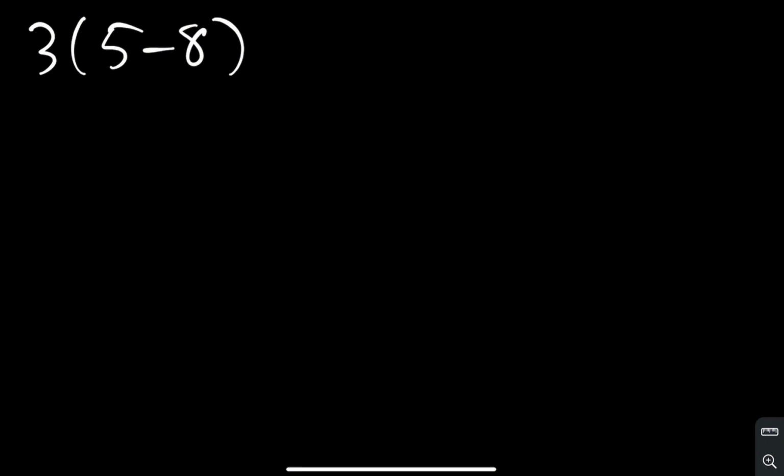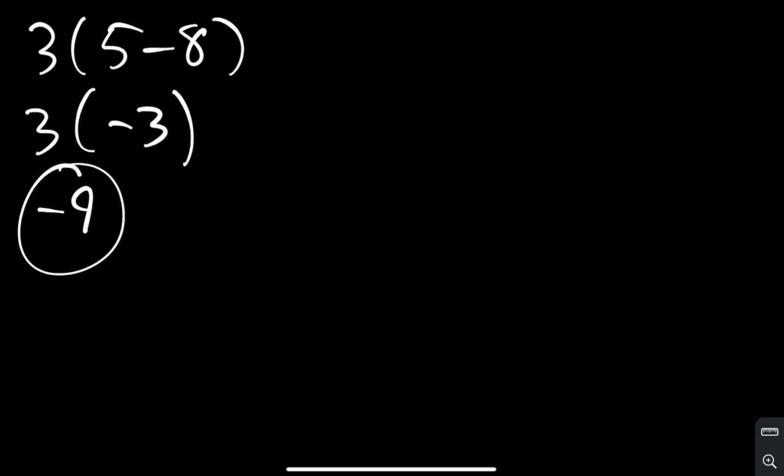So for this next problem, we have parentheses. So we're going to do carry the 3 times, and then 5 minus 8 is going to give you negative 3. And then we multiply those two, and then we're going to get negative 9. So that's going to be your answer.